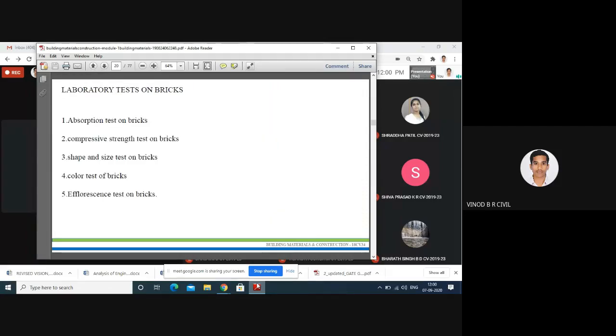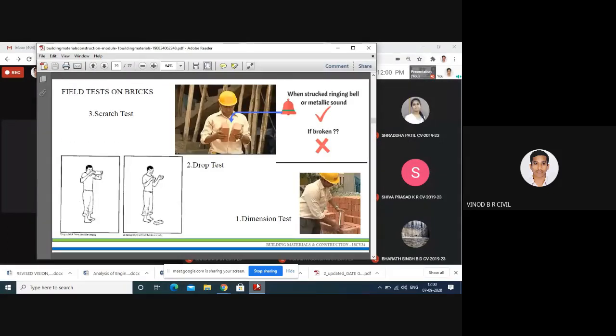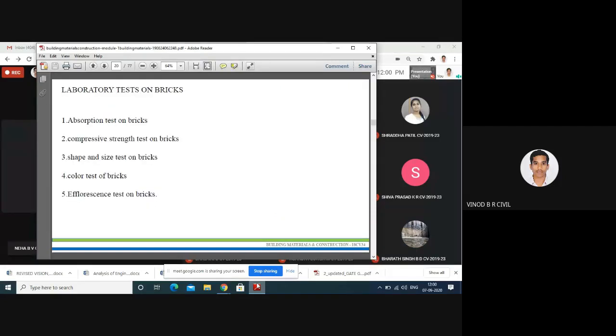And what are the laboratory tests on bricks? Sometimes some of the major building structures or contractors want the report from the laboratory itself. They are not satisfied with the field tests we already discussed, that is the dimension test, the drop test, and the scratch test. They have to go for the laboratory test.